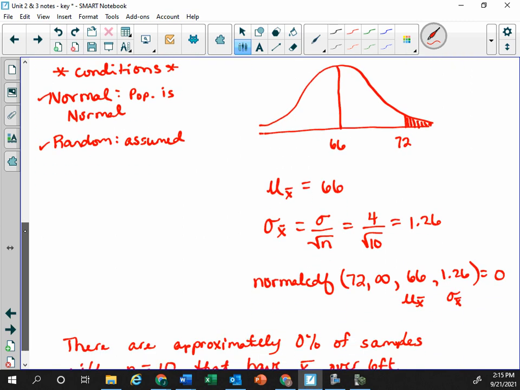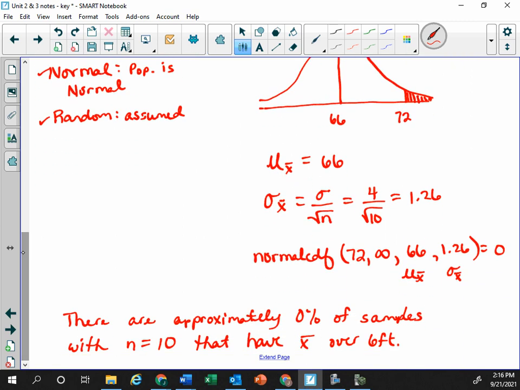All right, any questions on this first sampling distribution problem? Okay, let's turn the page.